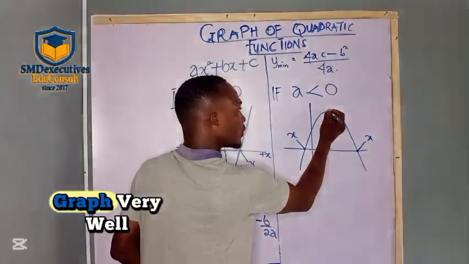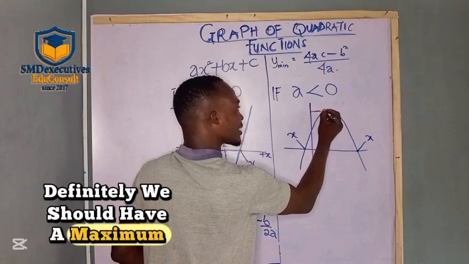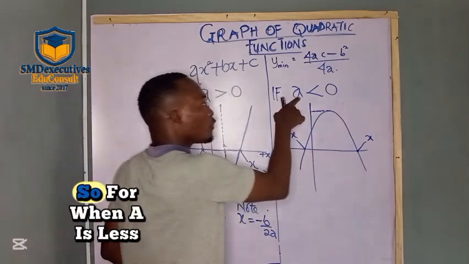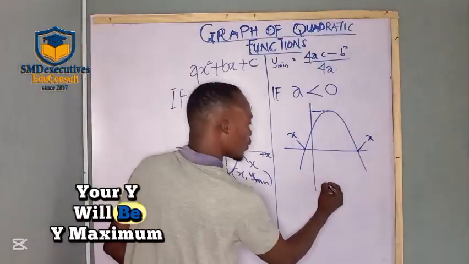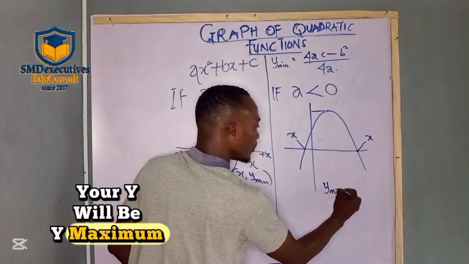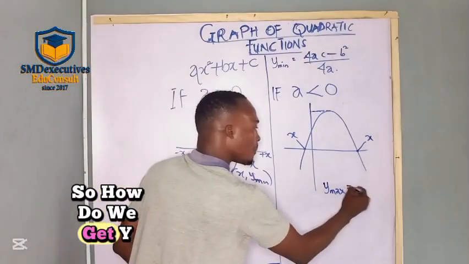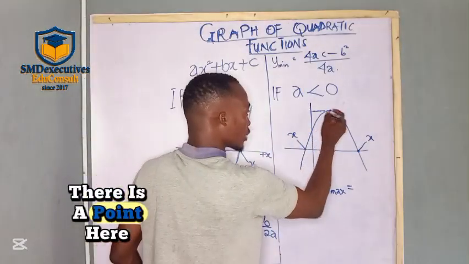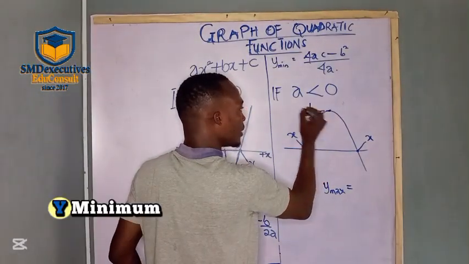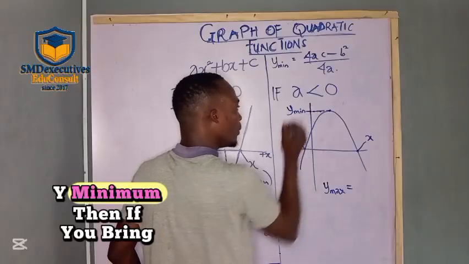Then if you look at the graph very well, definitely we should have a maximum value for this. So for when a is less than 0, your y will be y maximum. So how do we get y maximum? There is a point here, just like the vertex we said here. So our point here will be y maximum.